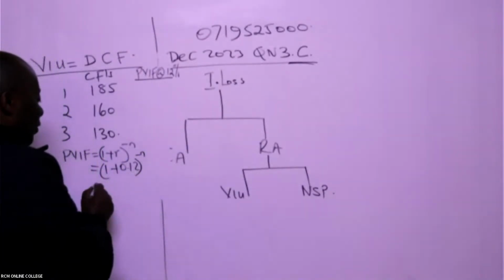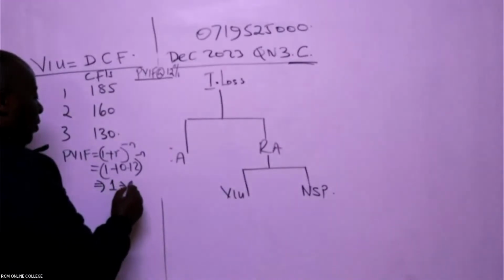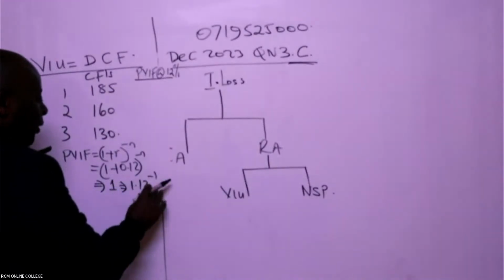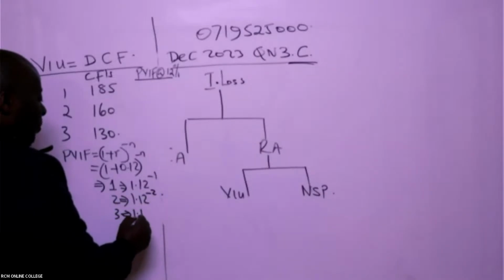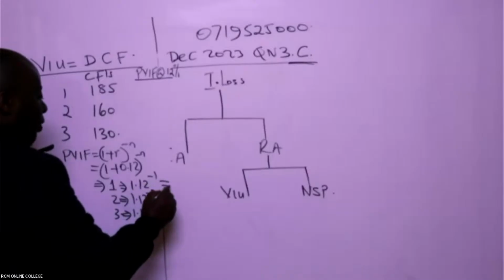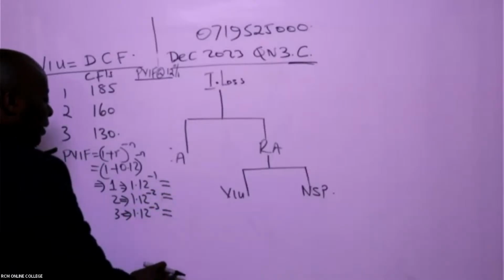So for year 1, it will be 1.12 raised to minus 1. Year 2, it will be 1.12 raised to minus 2. Year 3, it will be 1.12 raised to minus 3. Are you able to give us these answers, ladies and gentlemen?